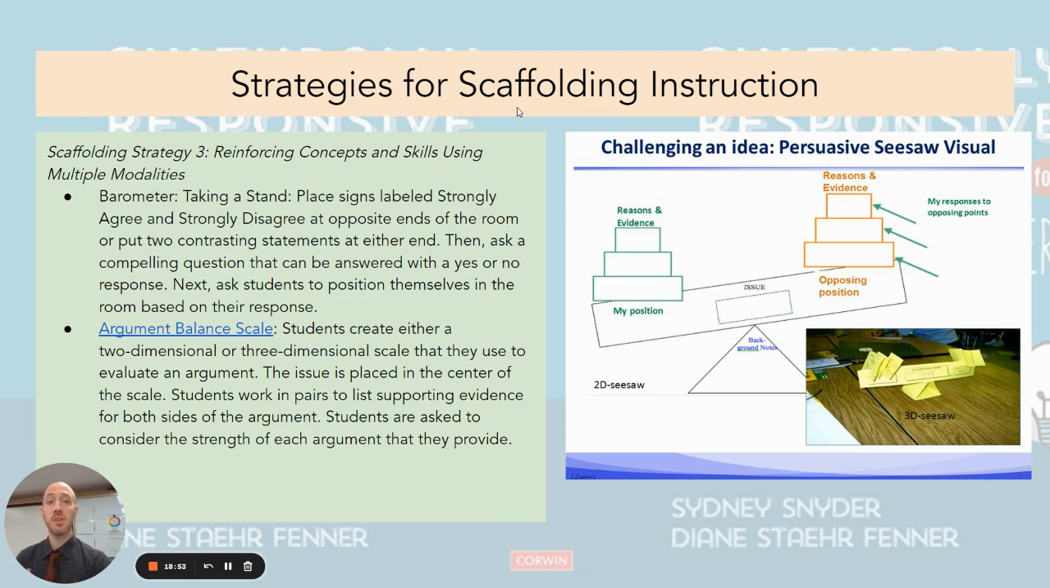Students are asked to consider the strength of each argument that they provide. For example, a pair might decide that one piece of evidence is weaker than another, so they could use a smaller sized card for that argument or tear off the corner of the card to indicate weaker evidence. So it allows them to look at an issue from multiple perspectives and then identify that the evidence can be more weighty or less weighty depending on the credibility of that evidence.